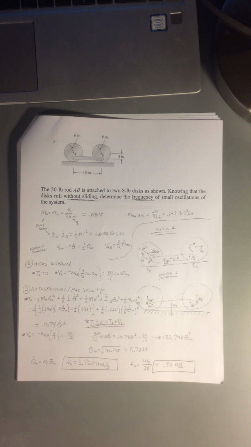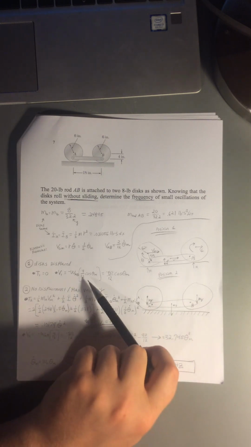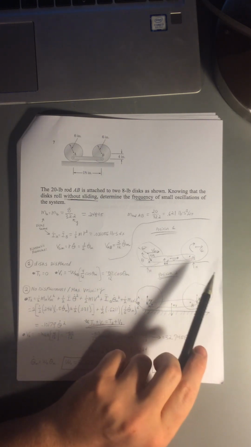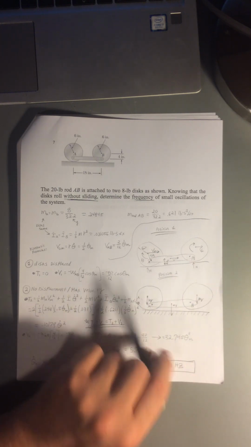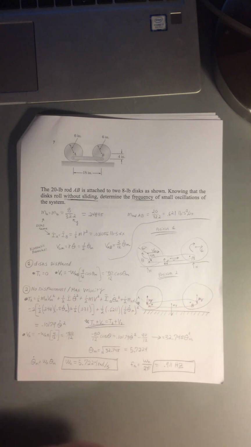And so looking at position 1 here, when the disk is displaced, we have no kinetic energy because they've come to a rest at the max position. And we have all potential energy, and so our potential energy for this position will be cosine theta of however much it's displaced, that angle, times our weight of the bar AB. And so that is our potential energy for the first half of this equation.